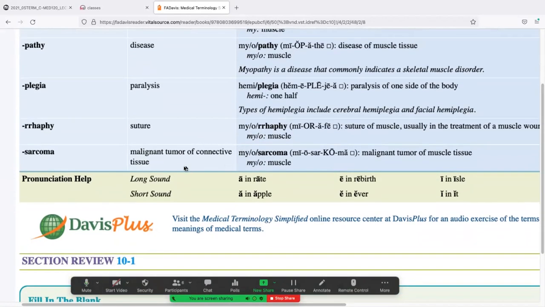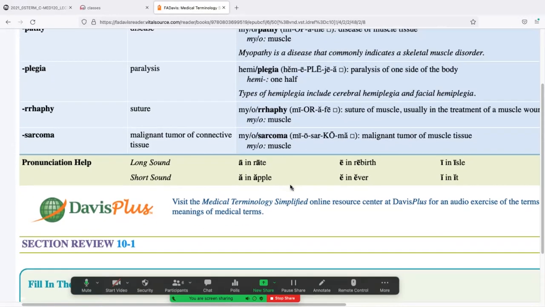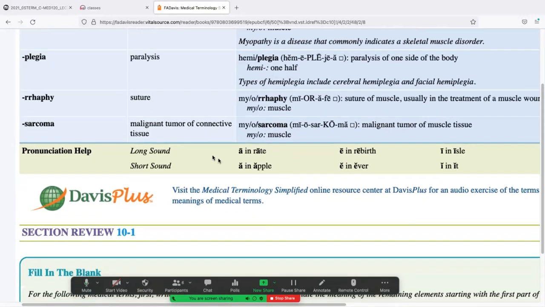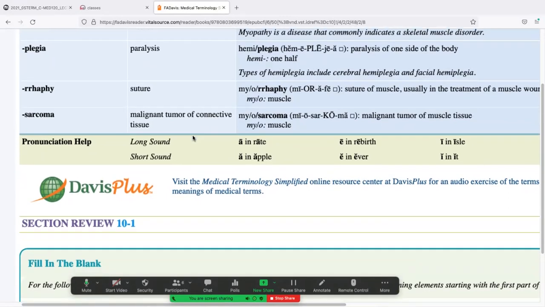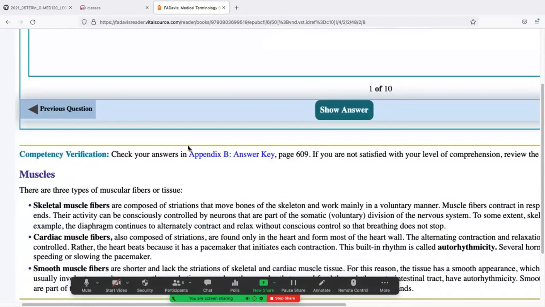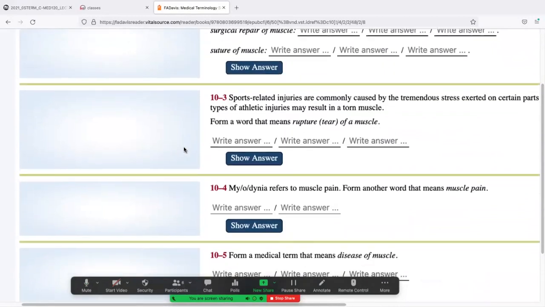Myosarcomas are especially nasty, and they love connective tissues like tendons and fascia. Sarcoma is a highly malignant tumor. So you see sarcoma, you think what? That's cancer, a highly malignant tissue tumor, and in this case, a connective tissue tumor.